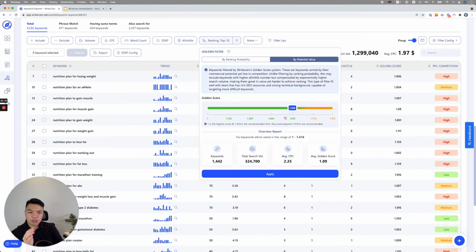Then the second way to filter is by potential value. So essentially, potential value is the way we filter out keywords using our scoring system, right? And why do we need to do this? It is to help you not miss out, right?